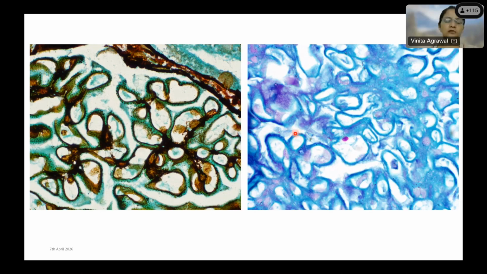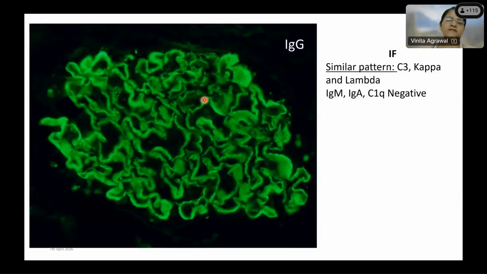So what do you find on immunofluorescence? Typically you have IgG staining, that is immunoglobulin G staining, which shows you granular staining along the capillary wall. How do you make out whether it is granular or linear? Look at the periphery of the glomerulus, in the peripheral capillary loops. You can make out that this is a granular staining and this is not a linear staining that you typically see in anti-GBM disease. So in this patient, there was IgG staining. Apart from that, there was C3, kappa, and lambda. All the other three stains, IgA, IgM and C1q, were negative.